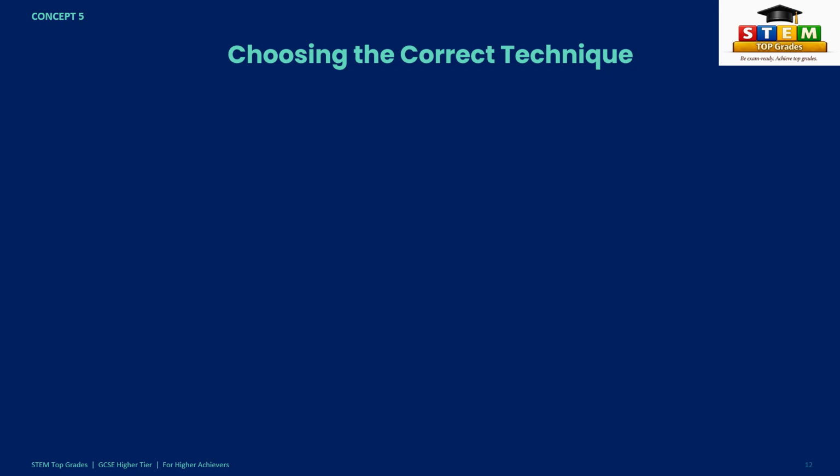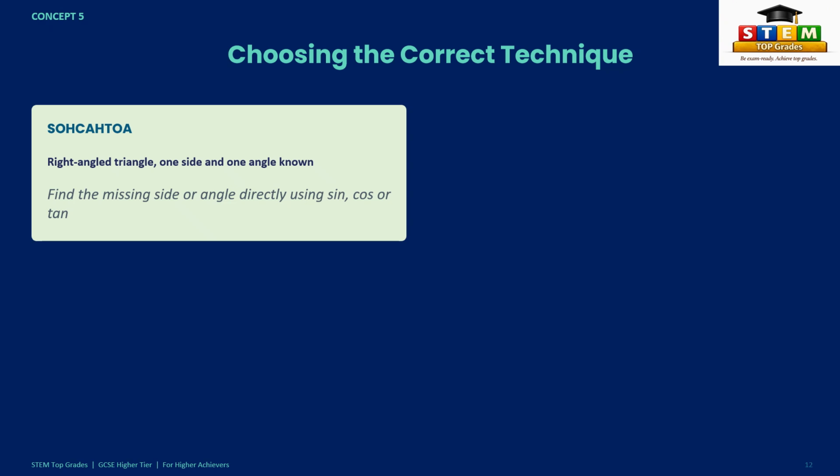Okay, finally, we come to almost the end where we look at what technique we should be using when we have to apply SOHCAHTOA. That's one of the techniques, applying the formula combined with the use of the formula triangle, if you like formula triangles. This SOHCAHTOA is always for right angle triangles. One side known, one angle known, and one side unknown. This is for finding the missing side or angle directly using sine, cos, or tan.